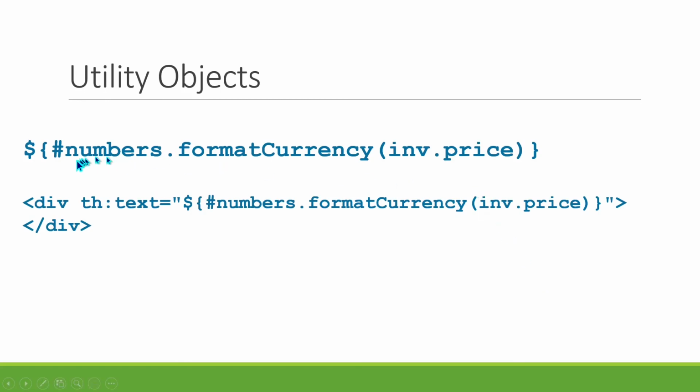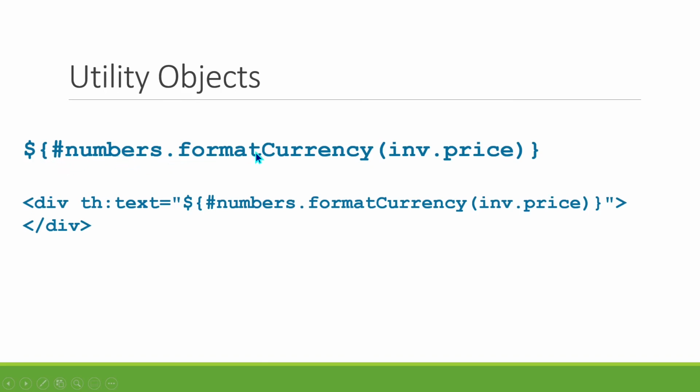In this case, if I want to use the utility object numbers, I just do hashtag or number sign, and then the name of the object. In this case, it's called the numbers object. Think of it like in JavaScript, you have the Date class and the Array class and all that kind of stuff. Exactly the same sort of thing, they're just notated differently. Number sign and then numbers, or hashtag numbers.